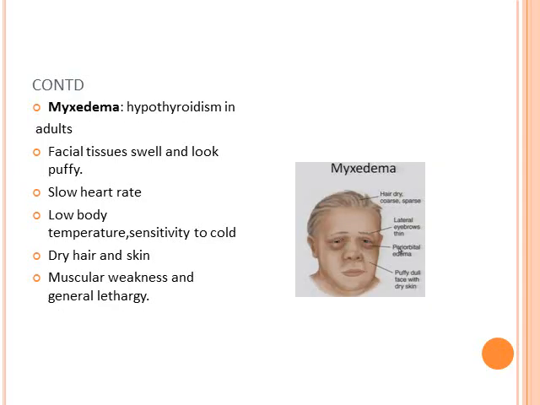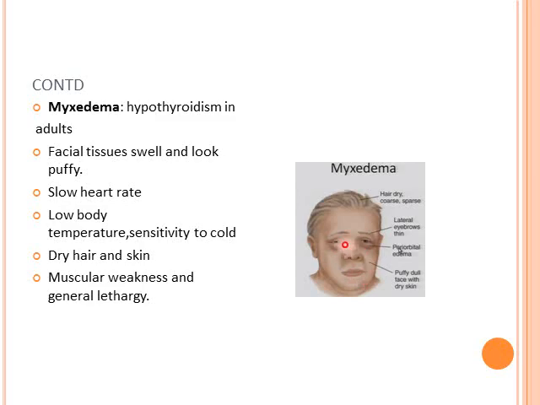Let us see. Now this is also a problem of hyposecretion or less secretion of thyroid. So what is happening here? This is called myxedema. Now, see, this is hypothyroidism in adults. Now, see the picture. The hair is dry, coarse, and very less. The eyebrows are also thin. The facial tissues have swollen. The area below the eyes has become puffy.